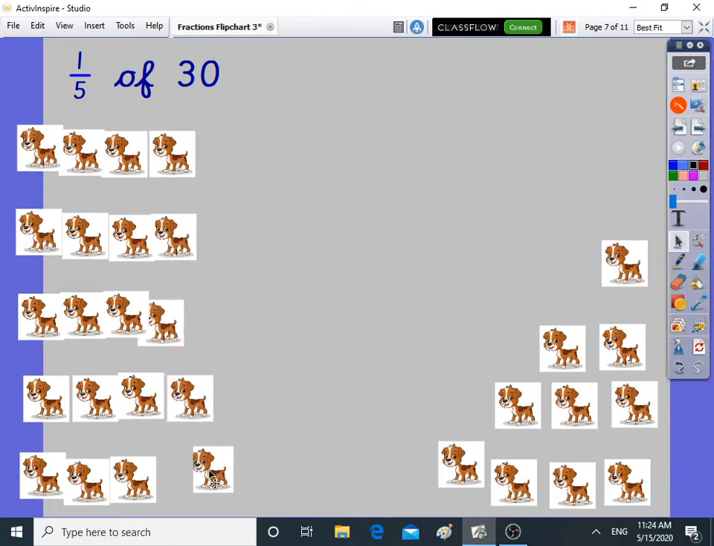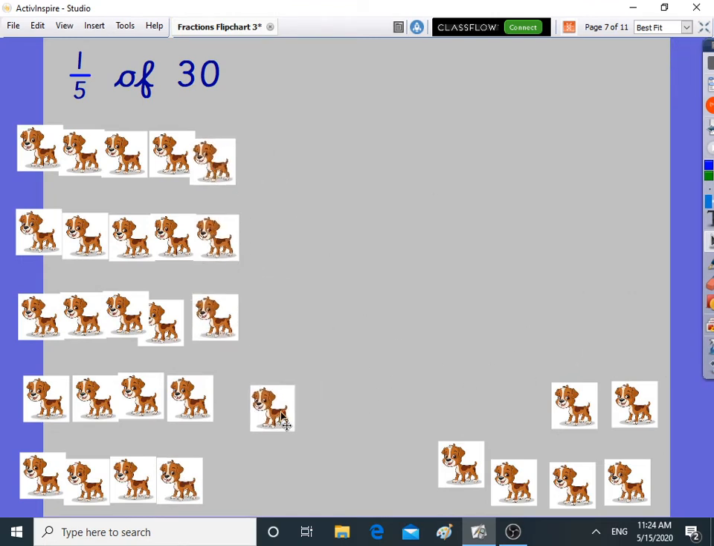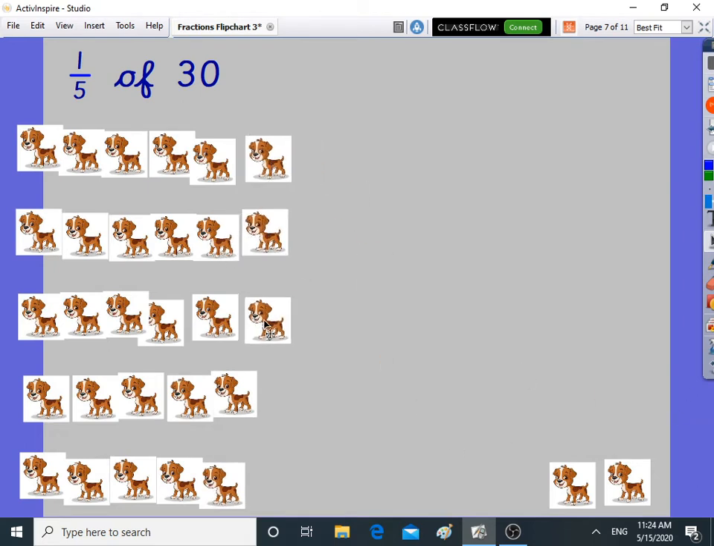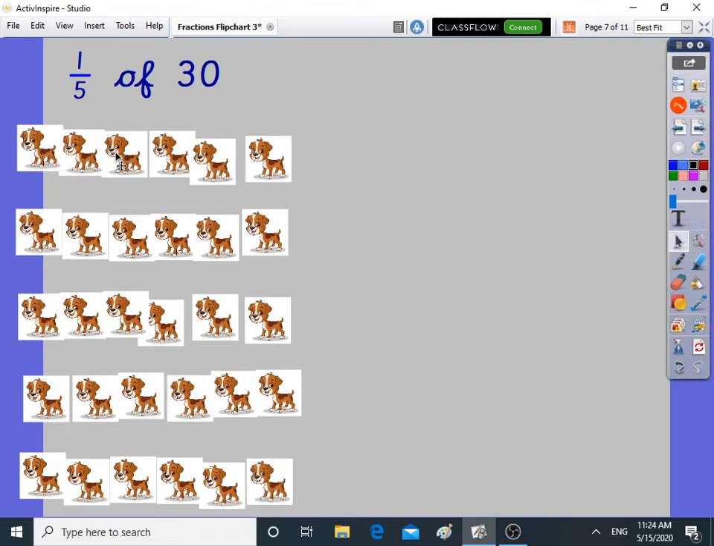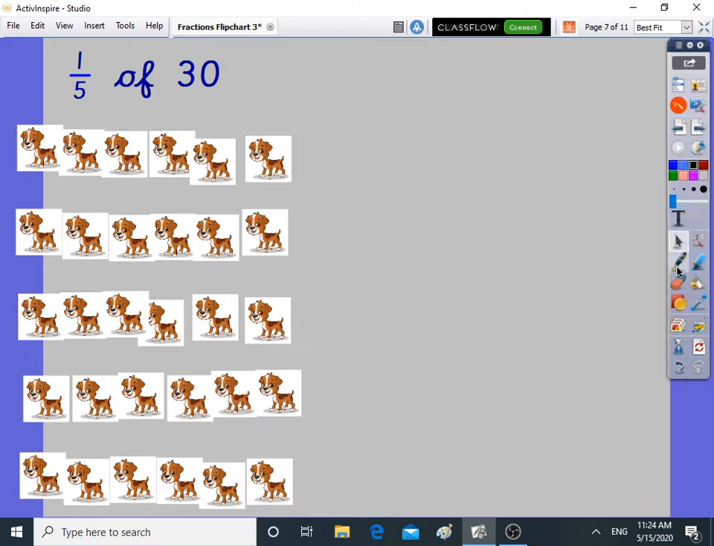Lots to share when there's 30 dogs. Getting there now. Right, how many in each group? 1, 2, 3, 4, 5, 6. So as we found out the first way, the answer is 6.